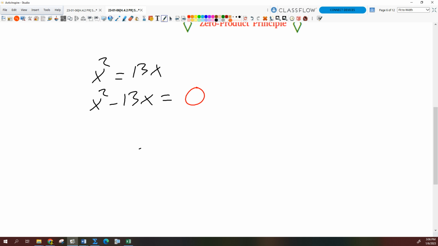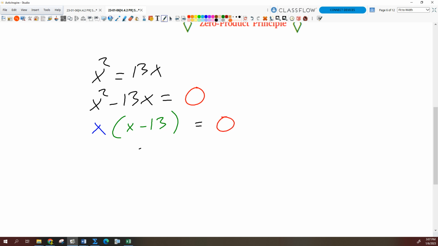What could I do? But how am I going to do that? I want to use that zero product property. What could I do? I could factor it, couldn't I? Okay, what could I do to factor that? Okay, I could undistribute an x, right? If I undistribute an x, what am I left with?